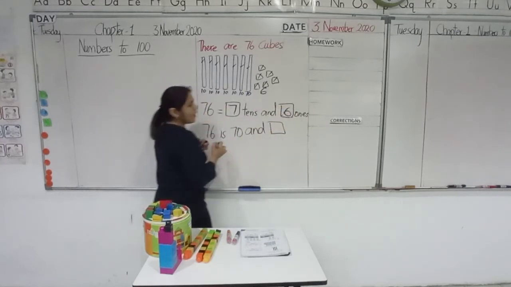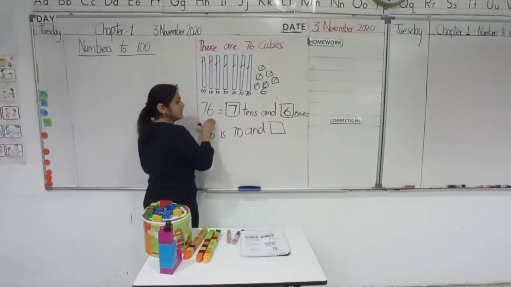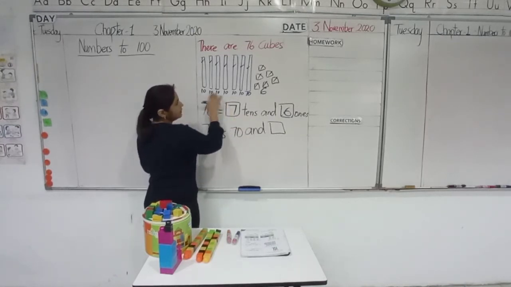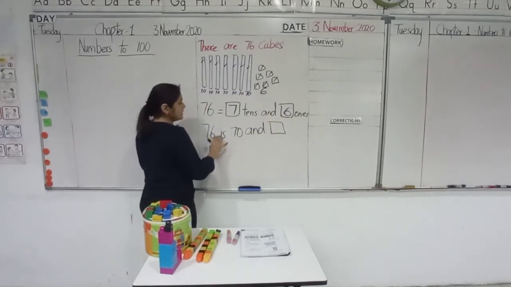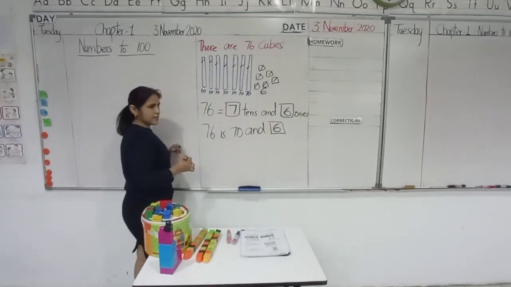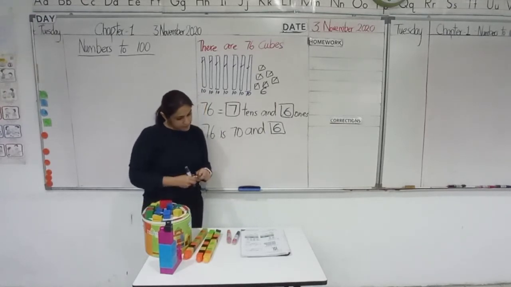There are 6 ones. Write with me. Say and write. 76 is 7 tens and 6 ones. Write quickly.